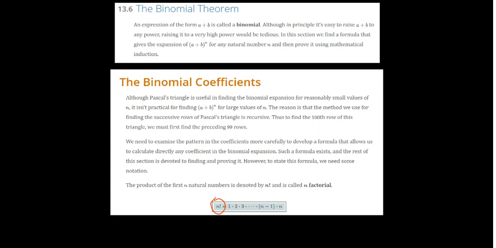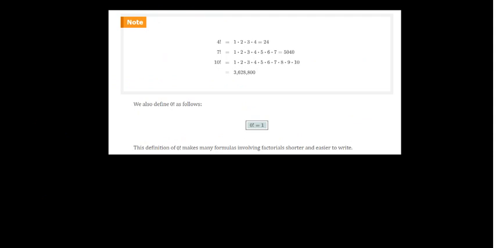It's not the n yelling at you. It's just n factorial, meaning if we have 10 factorial, that's just going to be 10 times 9 times 8 times 7 all the way down. Okay, so that is the factorial. We also define 0 factorial as 1.